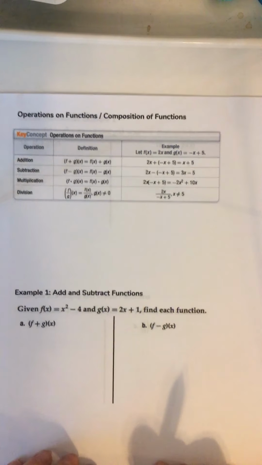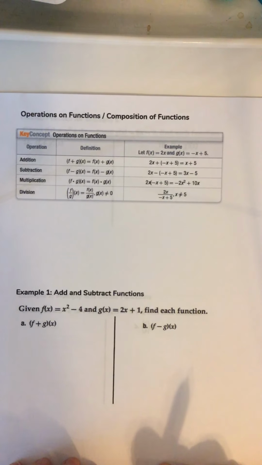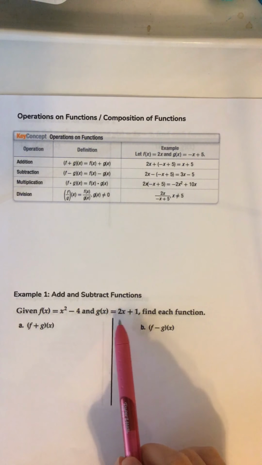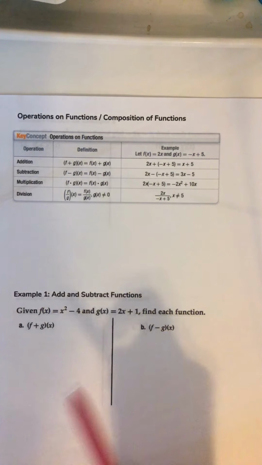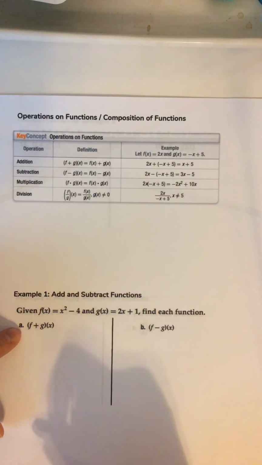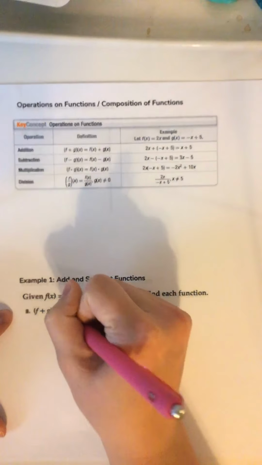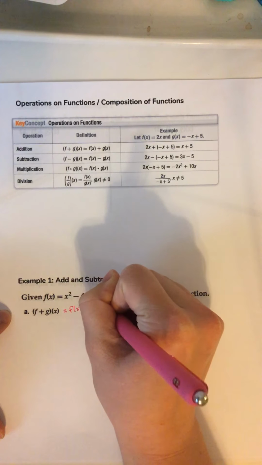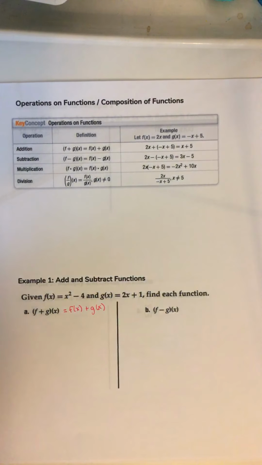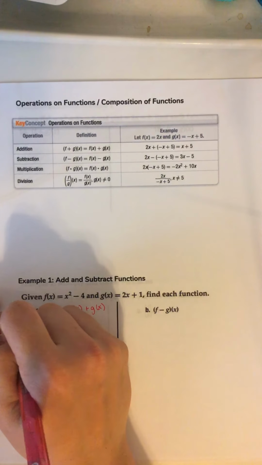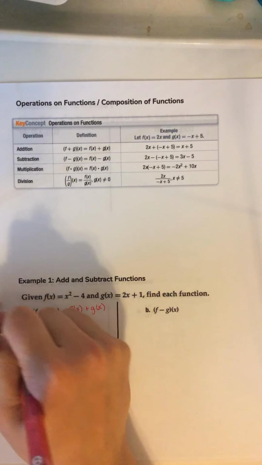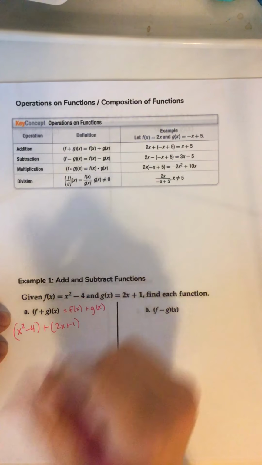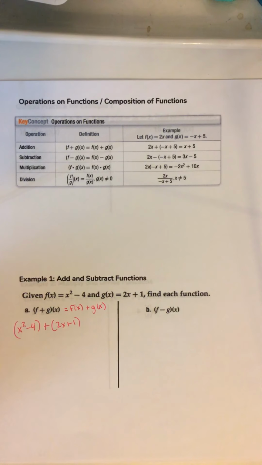So example 1. Add and subtract functions. Given that f of x equals x squared minus 4 and g of x equals 2x plus 1, find each function. Well, we have f plus g of x, and that's really just f of x plus g of x. If I rewrite that, f of x is x squared minus 4 plus g of x, 2x plus 1. And it turns into the exact problem we just solved in the last slide.